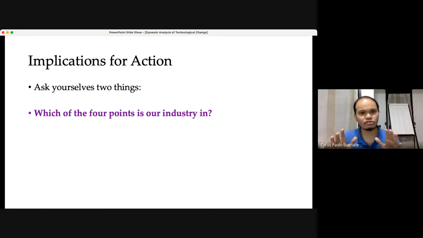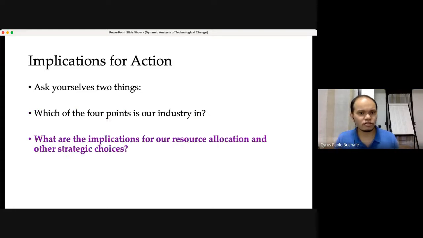And later on, the authors try to present these 4 points as 4 quadrants. And the second question is, what are the implications for our resource allocation and other strategic choices? So, depending on which point you find yourselves in, there are consequences that would help determine the path that you would choose in terms of adoption of technologies, whether you will still keep on using your old technology, or will you ask your company, your people to switch to the new technology? And that would depend on which point you find yourselves in.